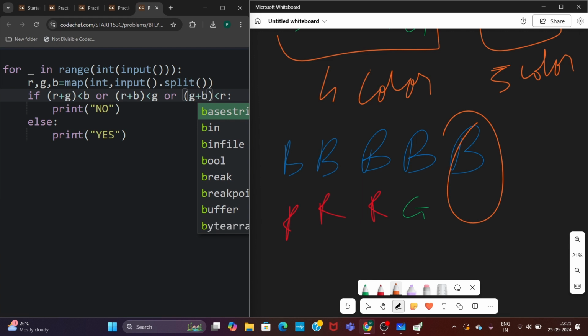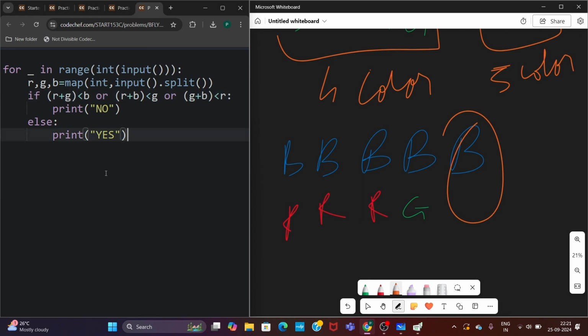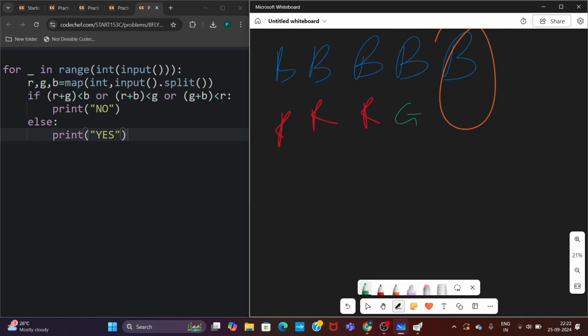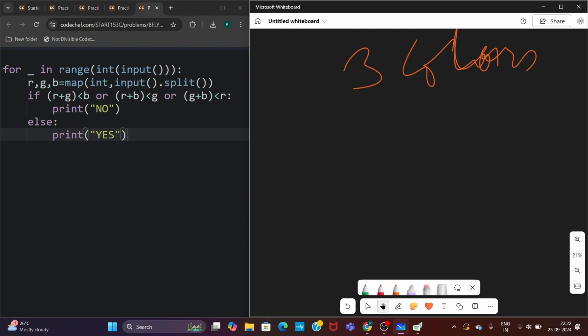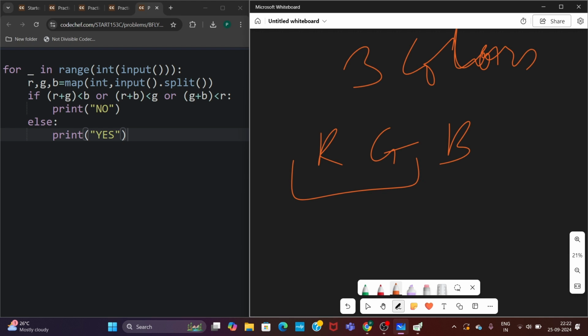So now you can see that if our two colors, red plus green, is less than, means the sum of the two colors, we have been given a total of three colors. But what if the sum of these two colors is less than the other color? Means if R plus G is less than the blue color, how can we map these solutions?